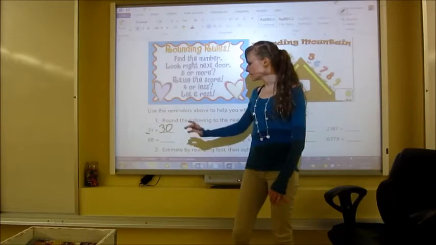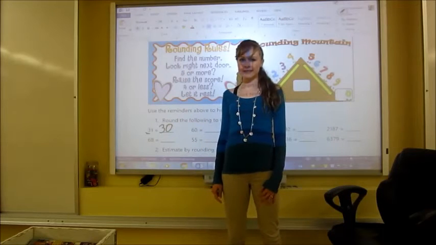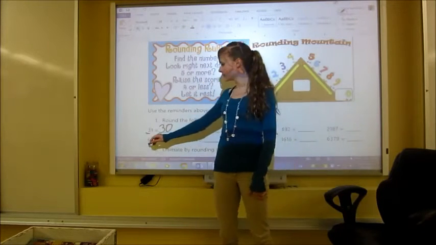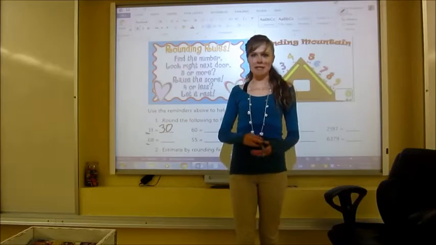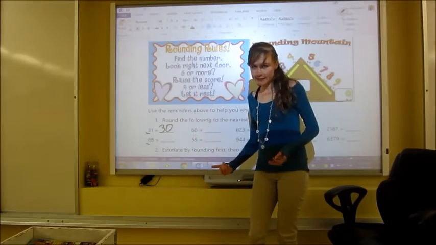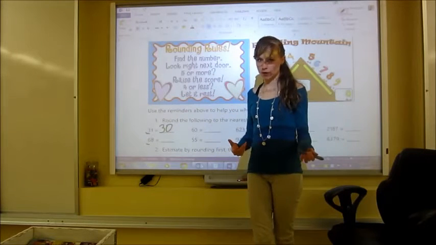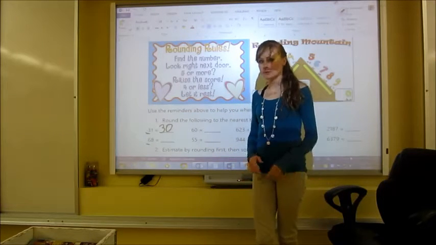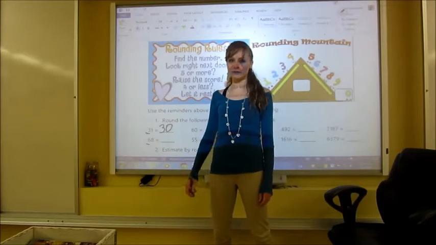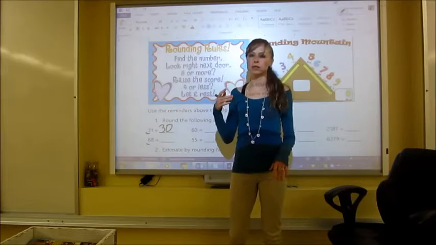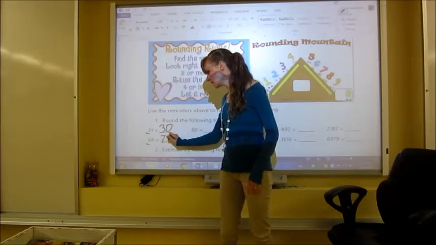Okay? Let's do this example together. We've got 68. So we're going to find the number. So 6 is in the tens place. And then we look right next door to 8. And we think, is 8 4 or less, or is it 5 or more? 8 is bigger than 5, so it's 5 or more. So we need to raise the score of the 6. Okay, so that means that 68 is closer to 70 than it is to 60.